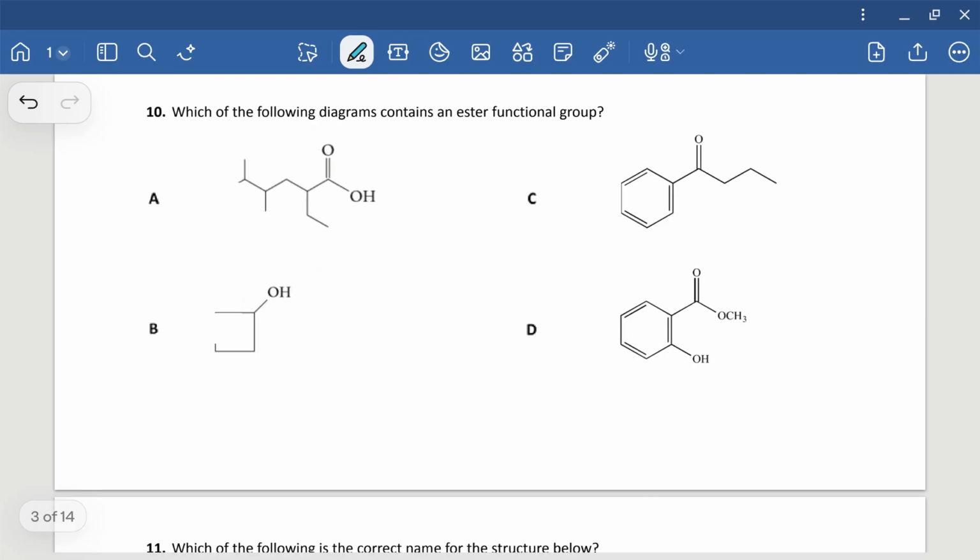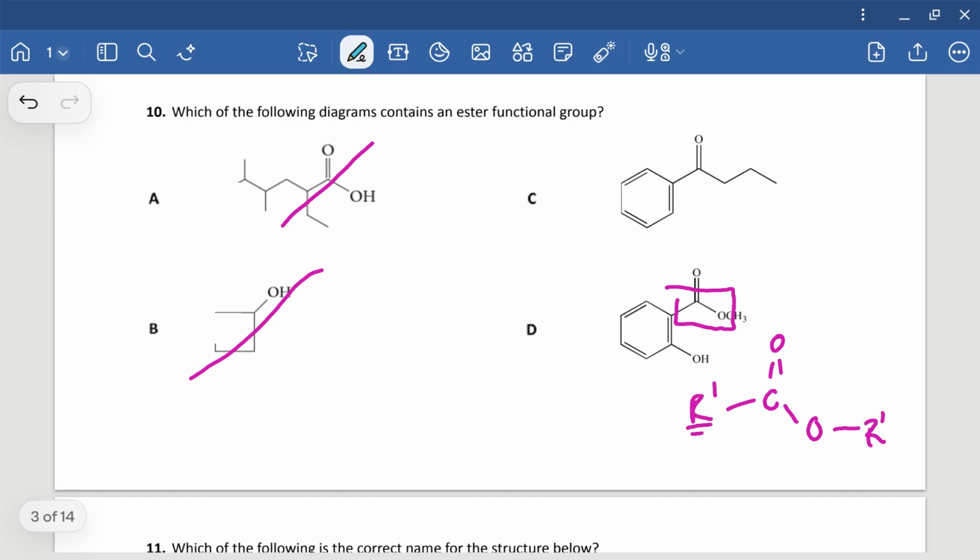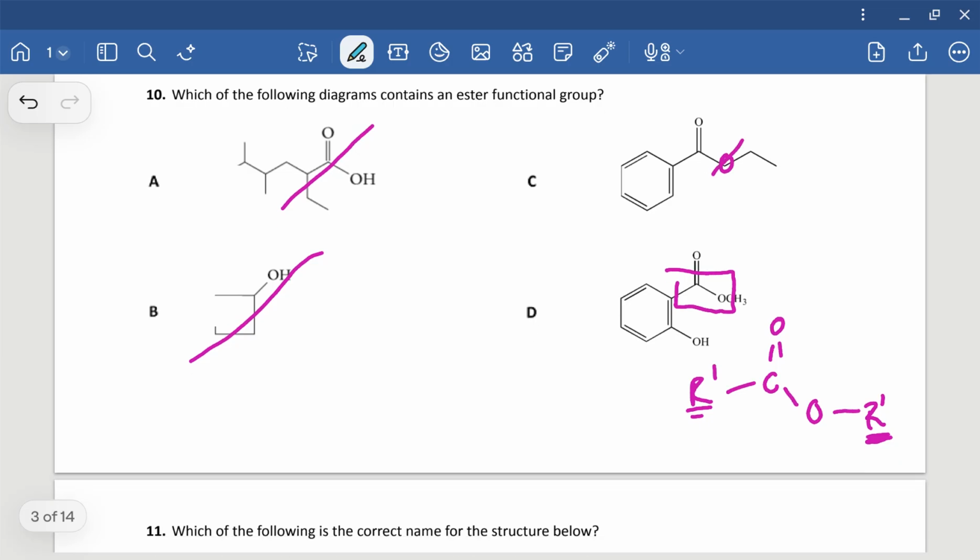Number 10, which shows an ester as a functional group. So this first one is just an acid. That's just an alcohol. So coming over here, we do have the ester link. It's right here because we're looking for your carbon double bonded to an oxygen, single bonded to an oxygen, and then you have your carbon chains, or just over here it could be hydrogen, but this has to be a carbon. So that's the only one we're seeing. So C is not one because we had to have seen an oxygen connected at some point, which you don't have. So that one was D.